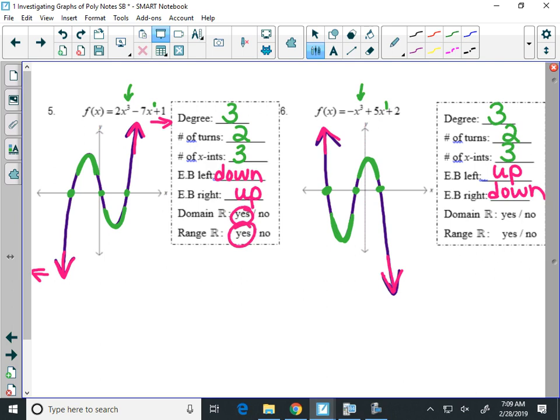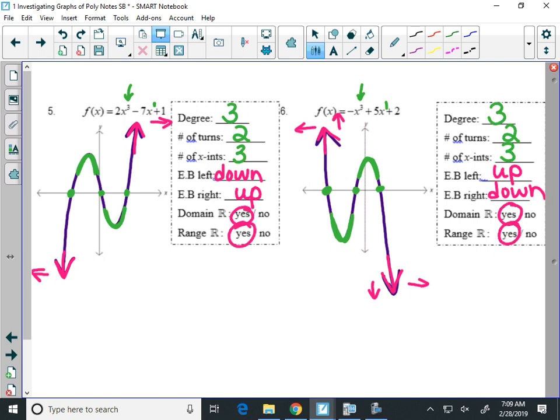Now, domain and range, same as the last graph actually. My arrows are going left and right slowly, but they're going out to the left and right forever. So this does have a domain that's all real numbers. Also, because my arrow is going up and down in both directions, my range is also all real numbers.